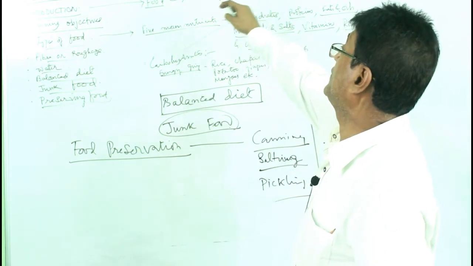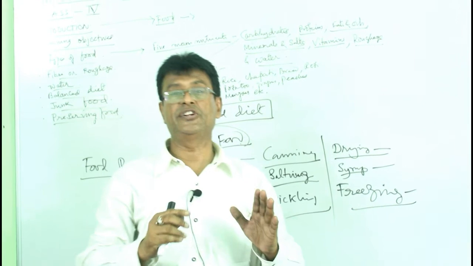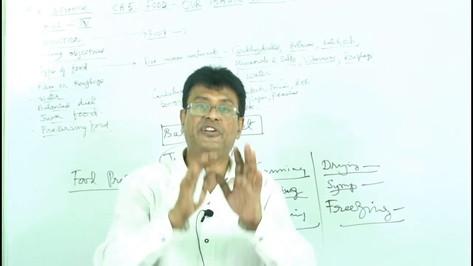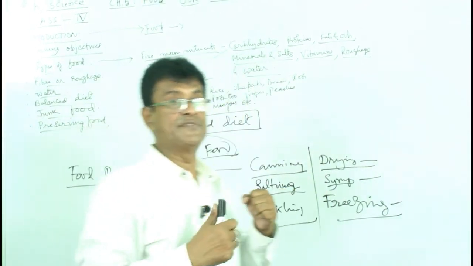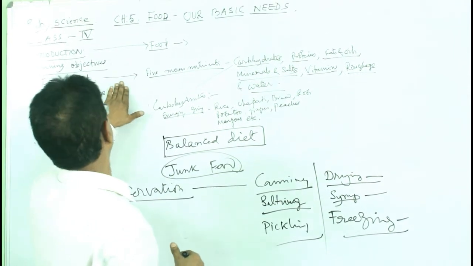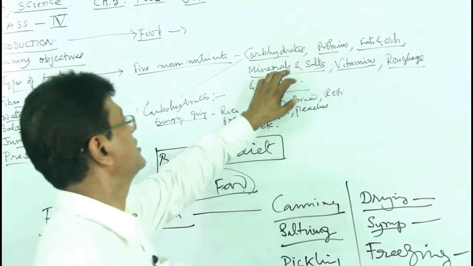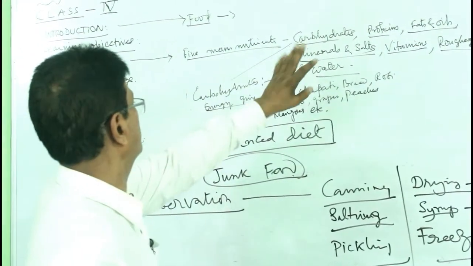So we have the chapter 5, food and our basic need. Food is nothing but chemical energy, where solar energy is kept in the form of chemical energy and finally converted to kinetic energy which works in our body and gives us the energy. Then the 5 types of main food and the 2 other foods are carbohydrates, proteins, fats and oils, minerals and salts, vitamins and roughage. Then we have water also.